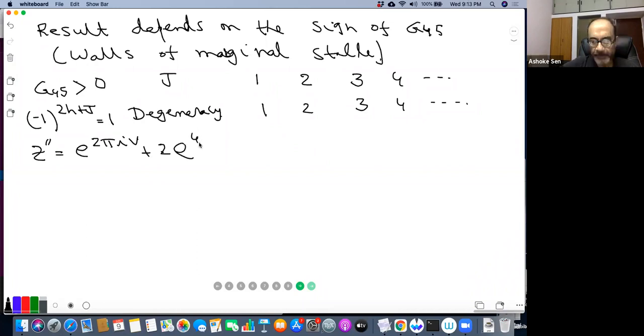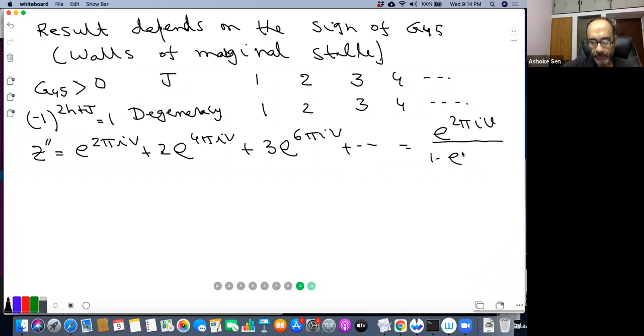Yeah, you can of course sum this. This is e to the 2 pi iv over 1 minus e to the 2 pi iv squared.